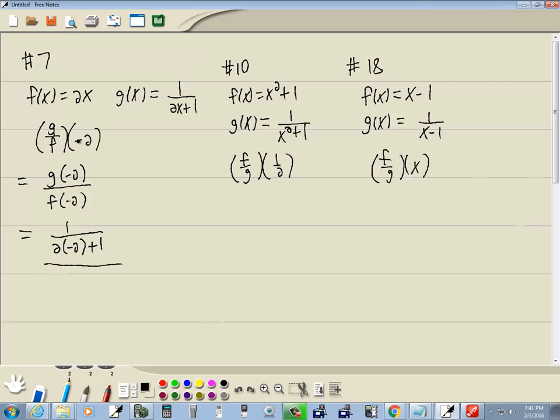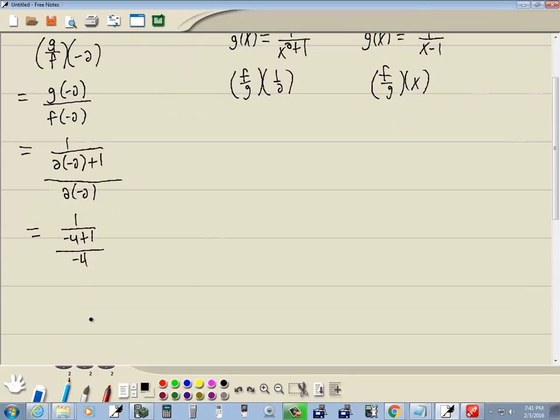And then f of -2, we're going to plug -2 in for this x. So we got 2 times -2. So we got 1 over 2 times -2 is -4 plus 1. 2 times -2 is -4. -4 plus 1 is -3. And then I got a -4 here.